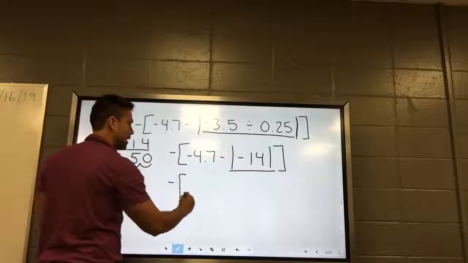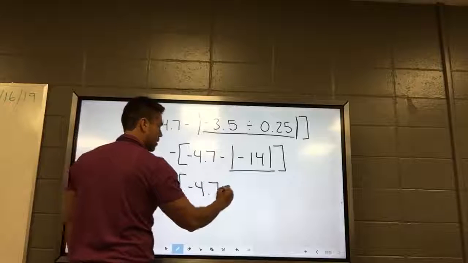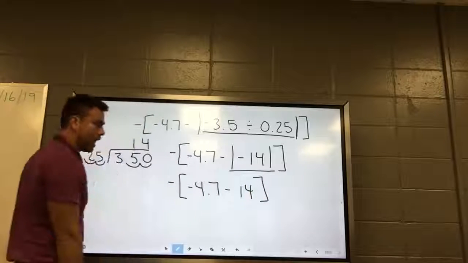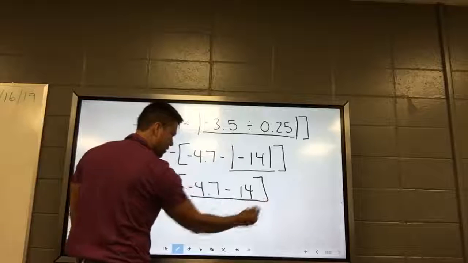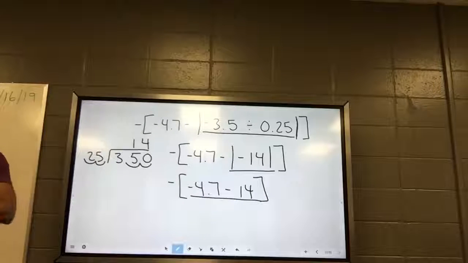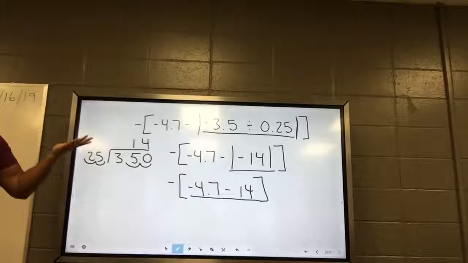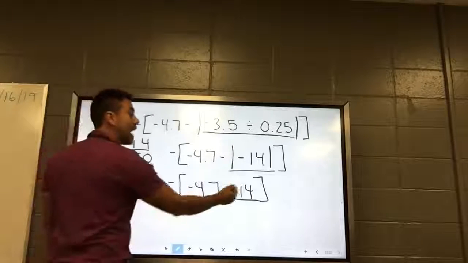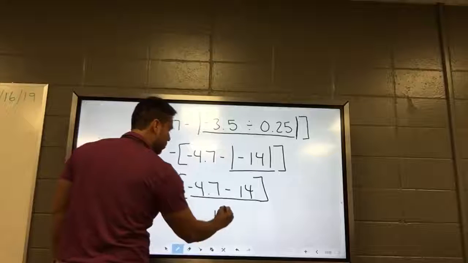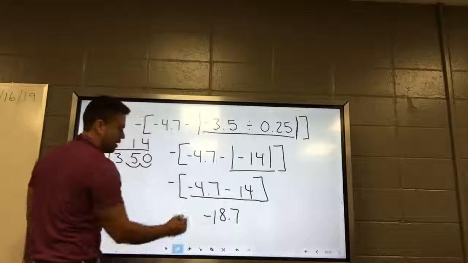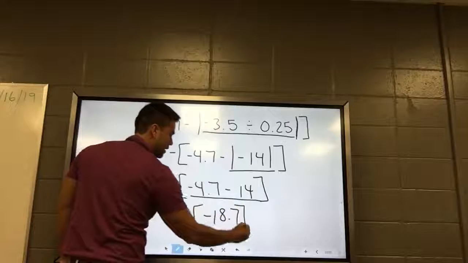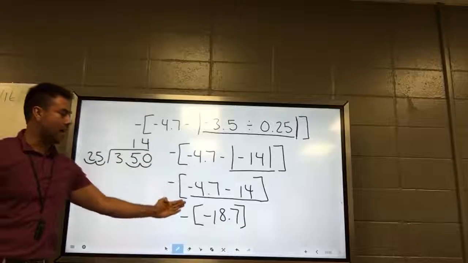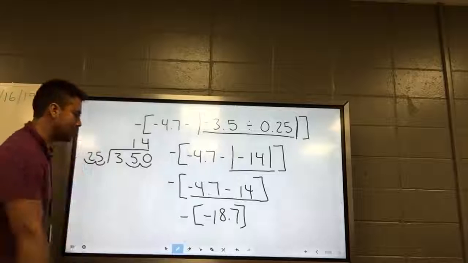So here's my next step. It says 14. Then what would I have to do? This. Negative 4.7 minus 14. Stay, change, opposite. So you're just adding them. And you get negative 18.7. So that's all I did. I rewrote everything else. What's the opposite of negative 18.7?